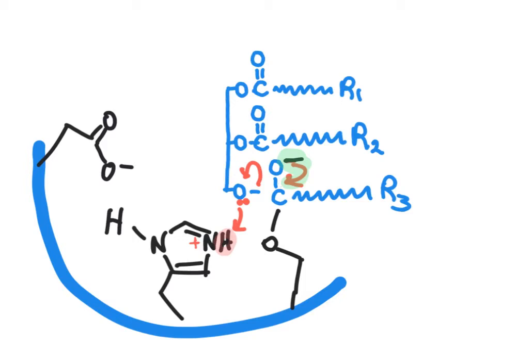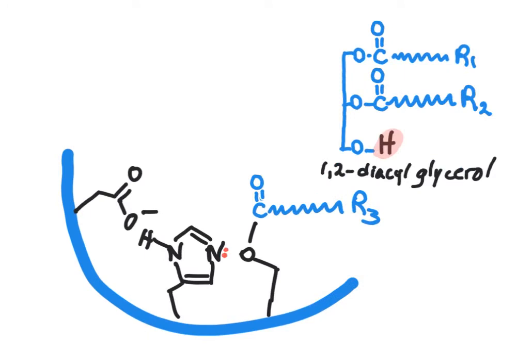In addition, upon protonation of histidine, a 1,2-diacylglycerol unit is released. Here we can see the unit of 1,2-diacylglycerol and the proton that was taken from histidine and the fatty acid that is forming a temporary covalent bond with the active site of the enzyme.